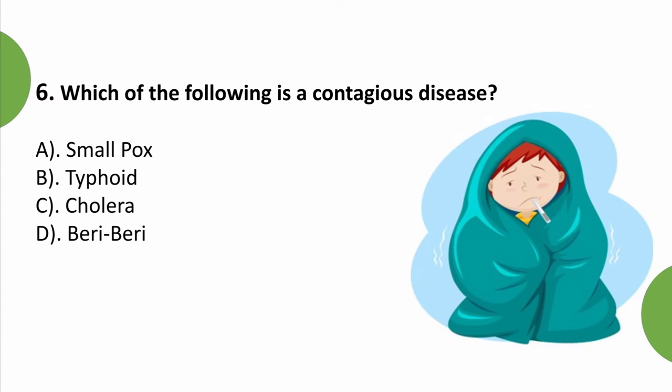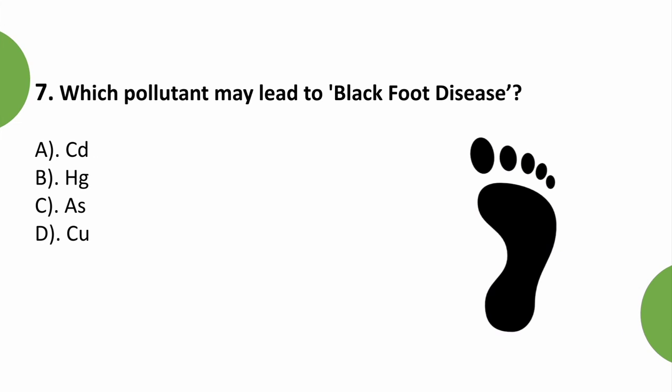Question 6. Which of the following is a contagious disease? Option A. Smallpox. Question 7. Which pollutant may lead to Blackfoot disease? Option C. Arsenic.